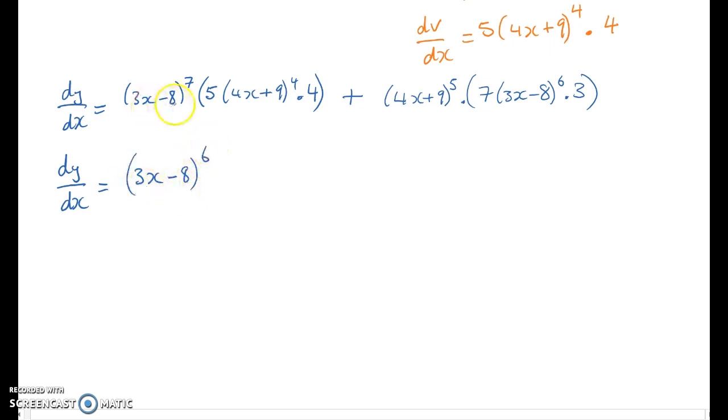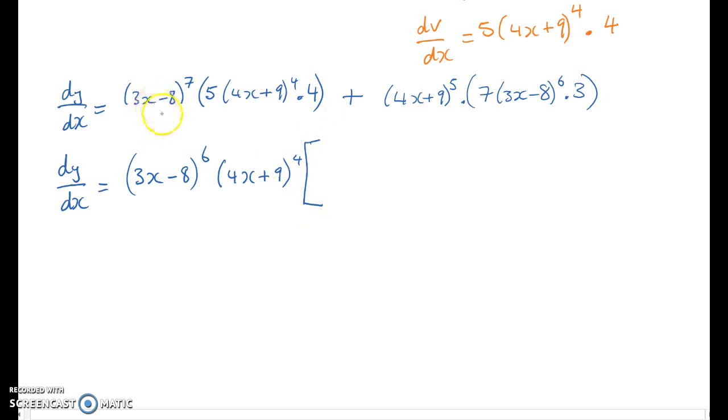We had the power of 7 here, the power of 6 here, you bring the smaller one out, so (3x minus 8) to the power of 6. You also have (4x plus 9) to the power of 4 here, and (4x plus 9) to the power of 5 here. So again, bring the smaller one out, that's (4x plus 9) to the power of 4. Now those are going to be the greatest common factors, so let's see what we have left.